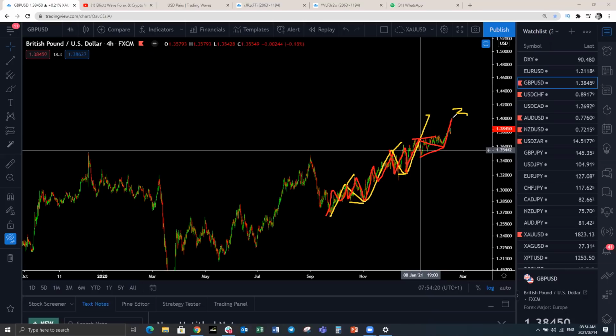So pound yen, pound US dollar rather, is still pushing to the upside. What is the structure? It is W, it is X, it is Y.